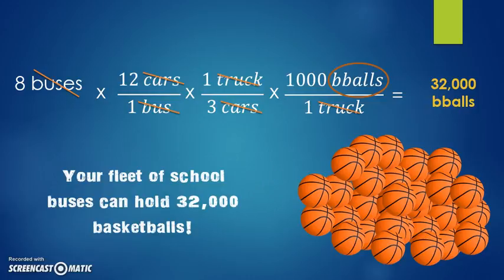Those are my 3 examples of how to do the factor label method. There are many more complicated examples you can try, but that is the basic idea.